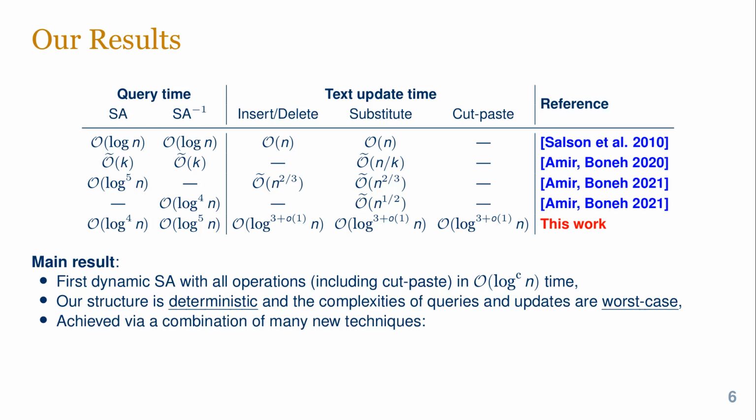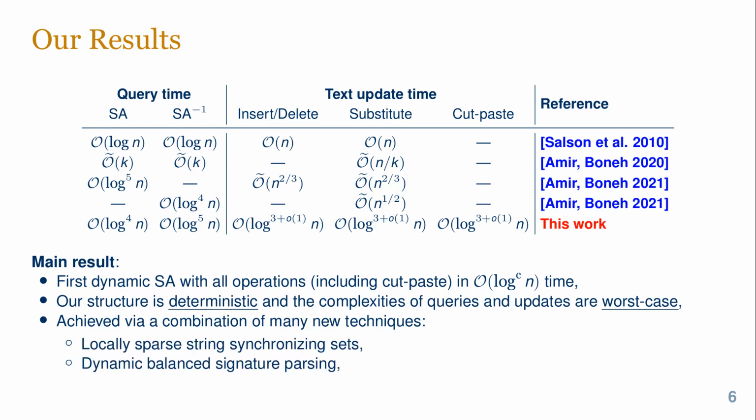To achieve this result, we develop several new techniques which are potentially of independent interest. This includes locally sparse string synchronizing sets, dynamic balanced signature parsing, and a new variant of deterministic dynamic strings. We elaborate more on these techniques in the rest of the talk.